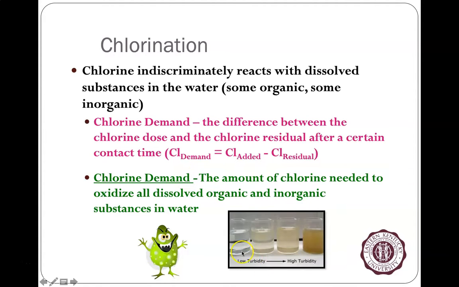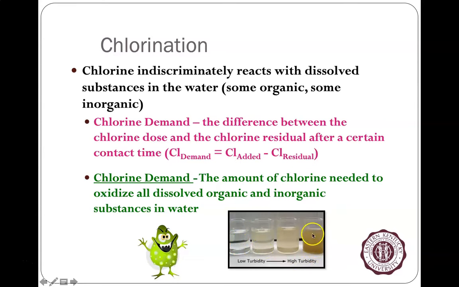Which water do you think would need more chlorine added to it to have some left over that's unbound? If we added a bunch of chlorine to this, a bunch of chlorine to this, which one would have the most chlorine left over as free chlorine, part of our chlorine residual? Hopefully you think this one would have the most left over that's unbound.